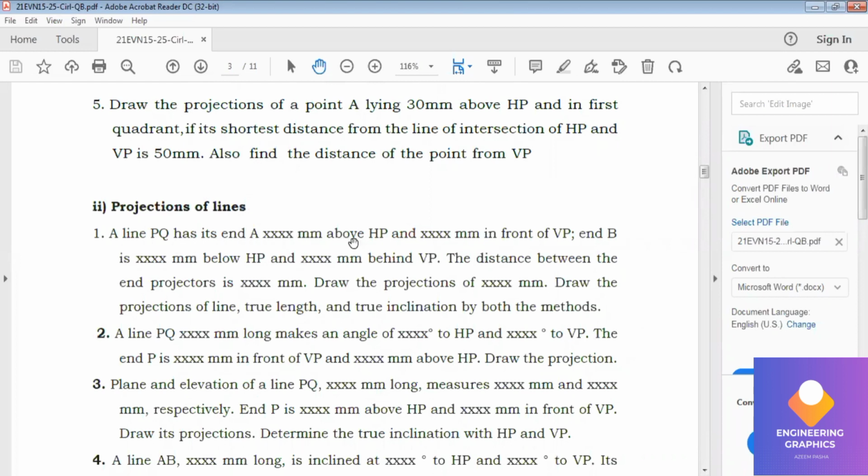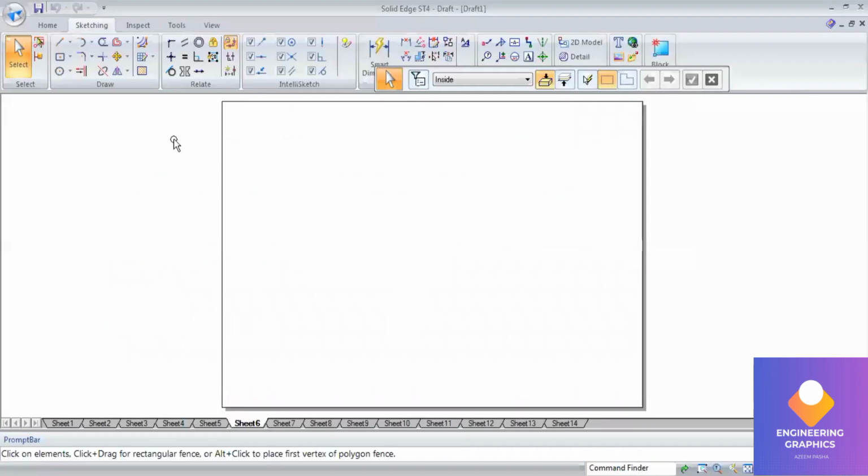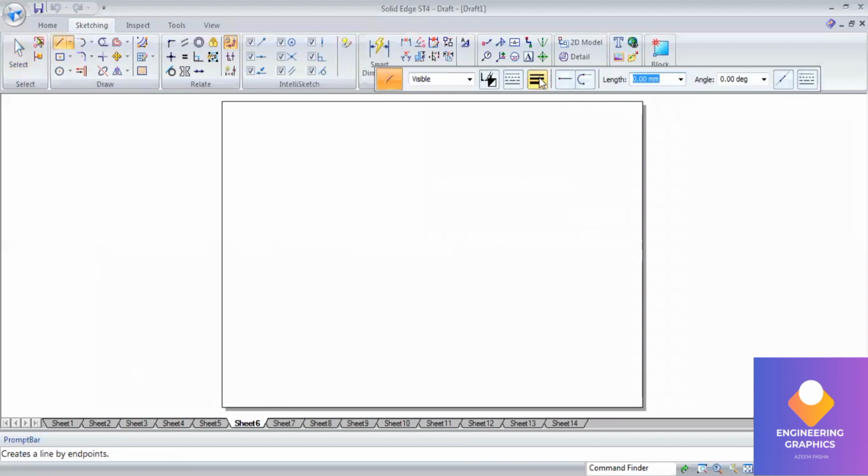So in this first problem, a line PQ has its end dash mm above HP and dash mm in front of it. From here onwards I need to take the values in order to do the problem, because they have not mentioned any values here. So randomly I will choose the values in order to solve the problem.